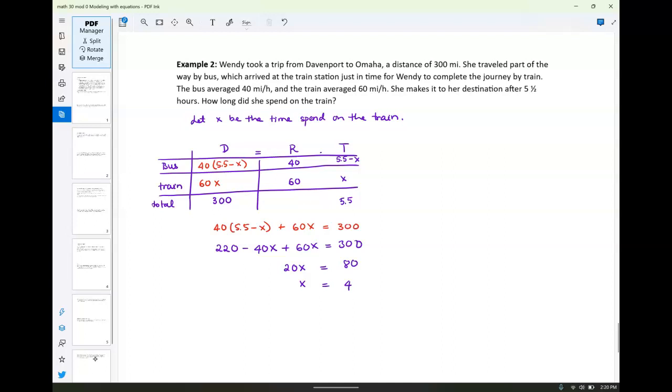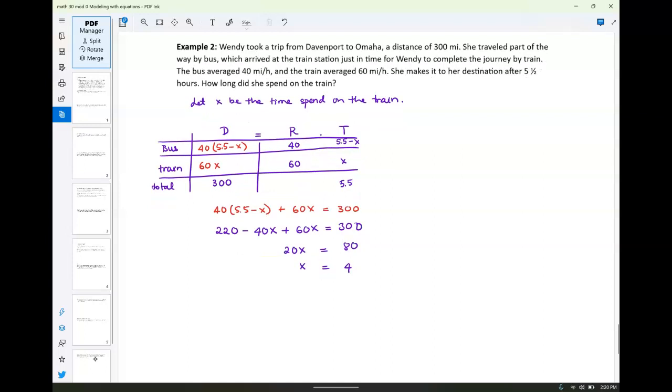So here we can see that she spent 4 hours on the train and 1.5 hours on the bus.